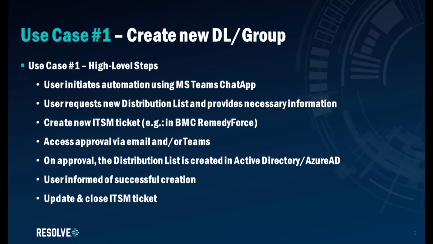A new ticket is created in the ITSM tool for tracking purposes, and then Resolve will obtain the necessary approval from IT and or the DL owner, either via an email message or a direct message to the owner within Microsoft Teams. Once that approval has been obtained, Resolve will then automatically create the new DL group along with any other additional attributes that your business may require, and then inform the original requesting user that the job is now complete. The ticket is updated with the actions undertaken by Resolve and then successfully closed.